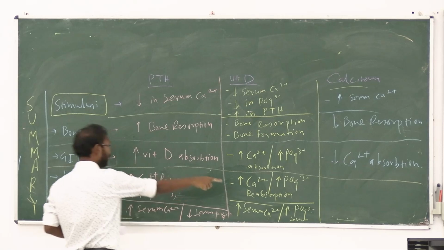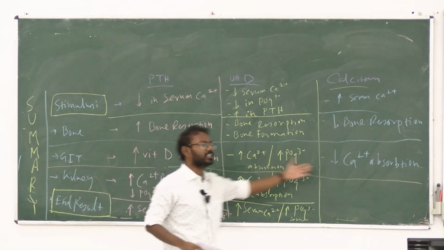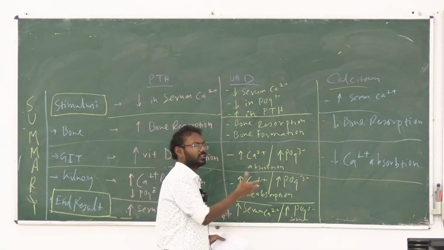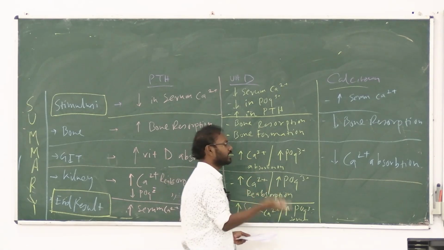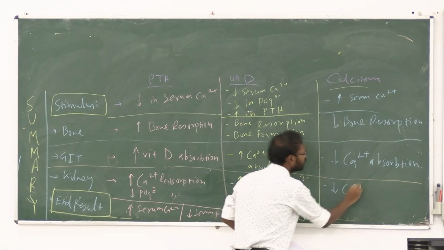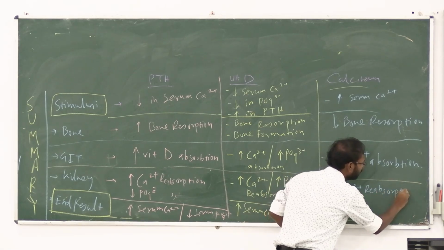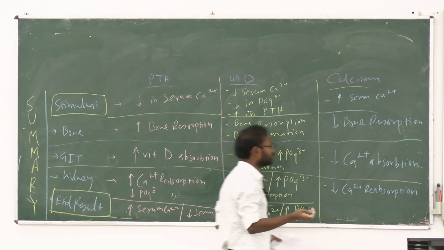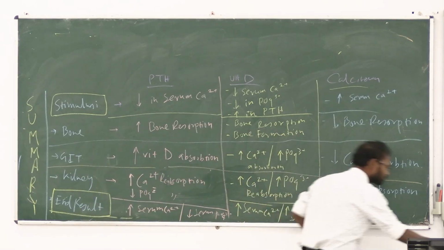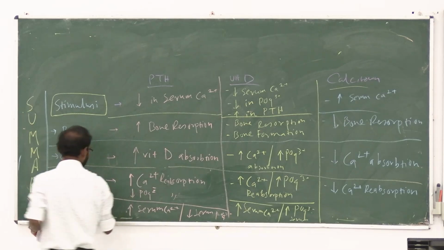Now final, kidney তে কি করে? Of course it will decrease calcium reabsorption, okay, by decreasing calcium reabsorption it will ultimately decrease serum calcium. So decrease calcium reabsorption. If calcium is reabsorbed less, what will happen? If calcium is not reabsorbed properly, it will ultimately decrease serum calcium level. So এখানে একটা দাগ টানি.